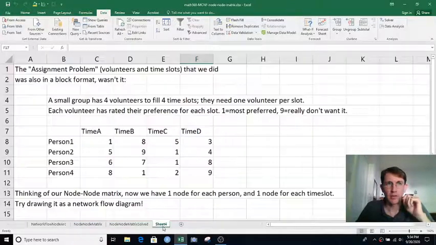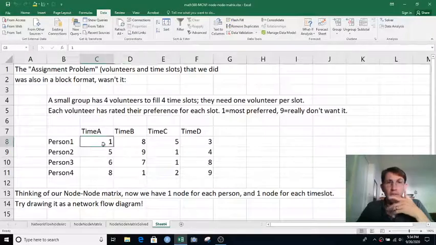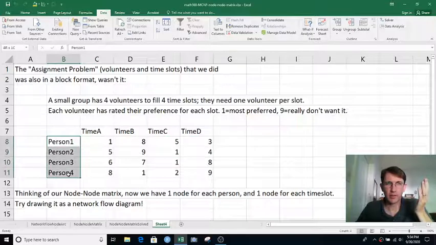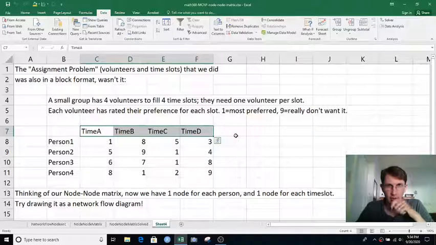Let's think back to another problem we saw, assigning volunteers to time slots based on their preferences. Doesn't that kind of feel like a node-node matrix? Except now the nodes, the things listed here are not the same as the things listed here. So maybe we have 8 nodes. So try drawing that as a network flow diagram. Try sketching it out right now. Pause the video and come back when you can.